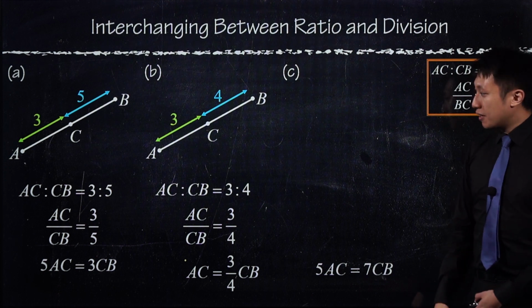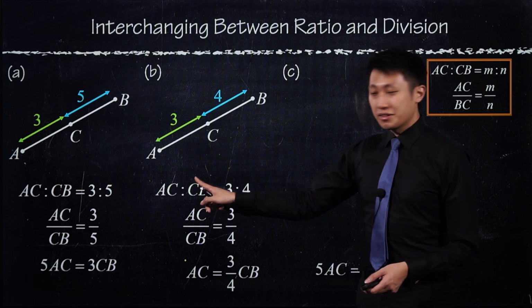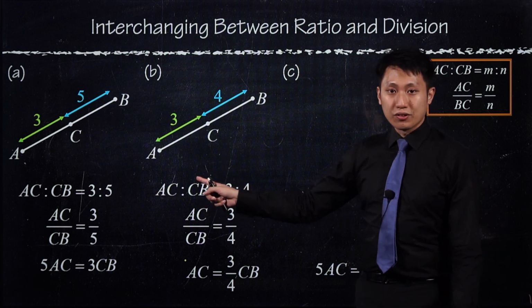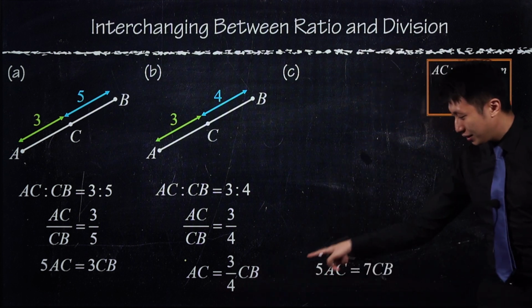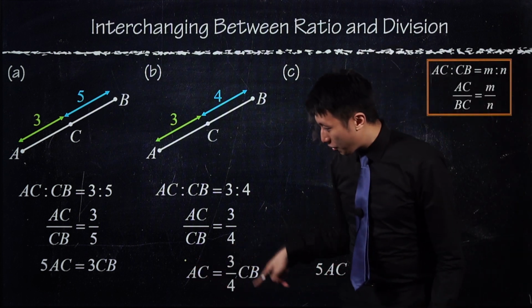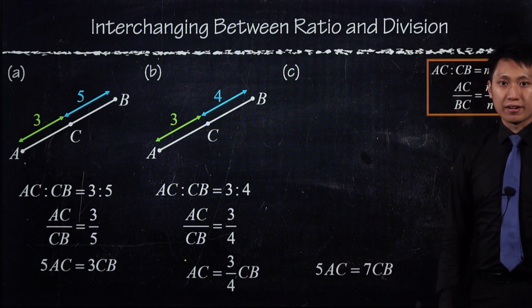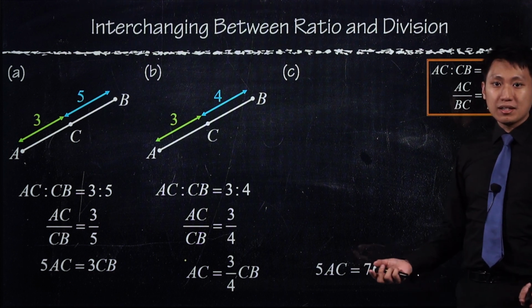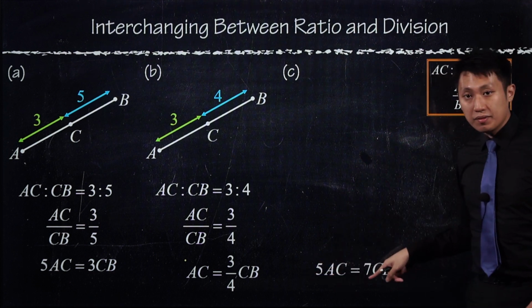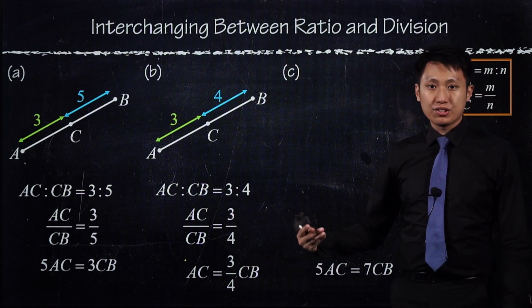Next one, 5 AC is equal to 7 CB. Okay, I feel if you know this one, you should know this one. Easy, right? If you know this, of course, you don't have to do anything more. If you are given this one, or something like this, that's the most difficult that you can get already. Maybe it will be rephrased in words. It doesn't matter. You just have to decipher it into this form. After you write in this form, then you change it to division form.